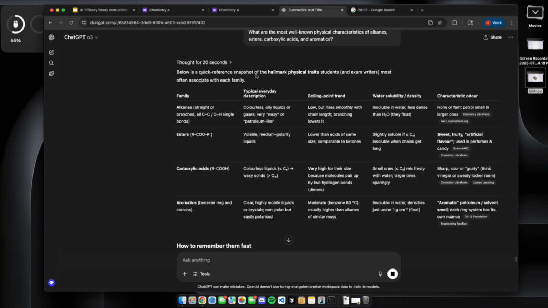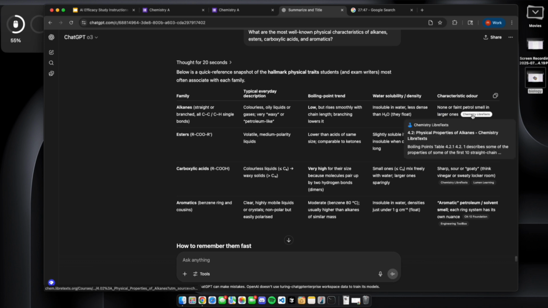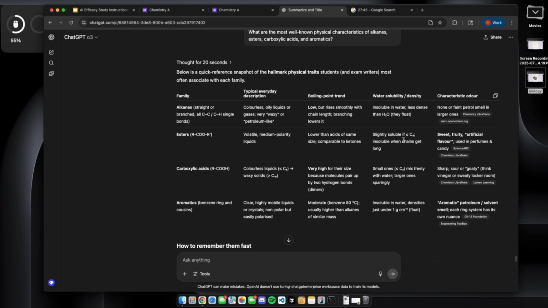So, here's a quick reference snapshot of hallmark physical traits. Alkanes, straight or branched: colorless, oily liquids, gases, or very waxy petroleum type. Low boiling point, rises smoothly. Insoluble in water, less dense than H2O. They float. Esters: fruity flavors, slightly soluble, lower boiling than acids of the same size compared to ketones. Volatile, medium polarity liquids. Carboxylic acids: colorless liquids, waxy solids, boiling point very high for their size because molecules pair up. Small ones mix freely with water, large ones sparingly. Sharp, sour, or goaty smell, think vinegar or sweaty locker room. Okay. Aromatics: clear, highly mobile liquids or crystals, nonpolar but easily polarized, moderate boiling point, usually higher than alkanes. Insoluble in water, densities just under 1 g/mL. They float. Okay.